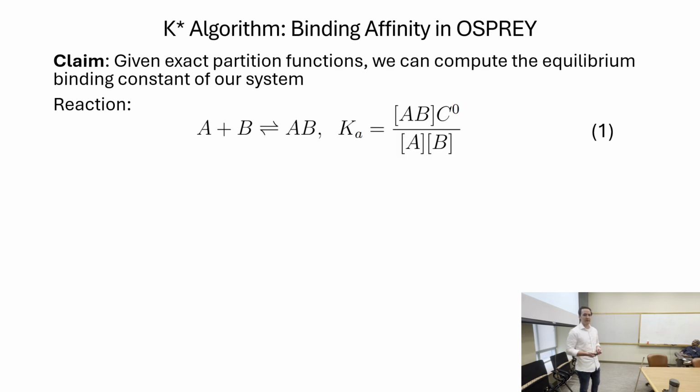So our approach in the Donald Lab is to do something called the K-star algorithm. I'm going to start this section with a claim. And that claim is if we have exact partition functions, we can compute the equilibrium binding constant, that's Ka, for our system.